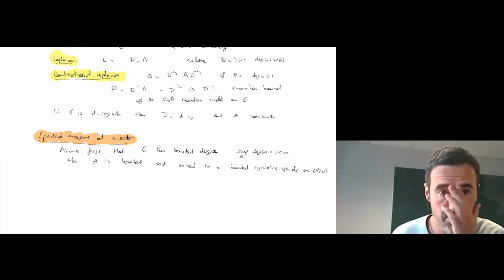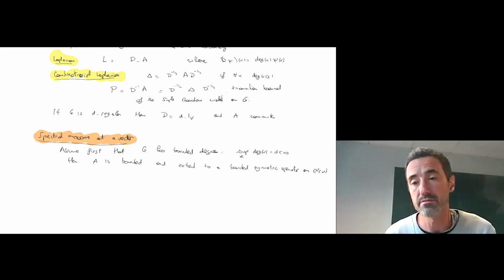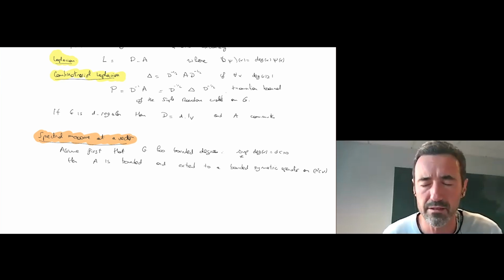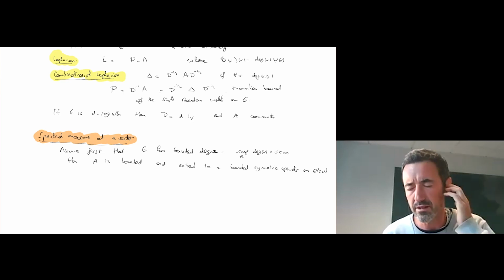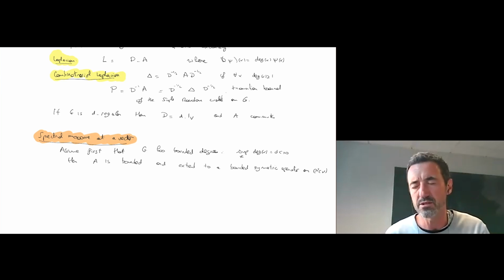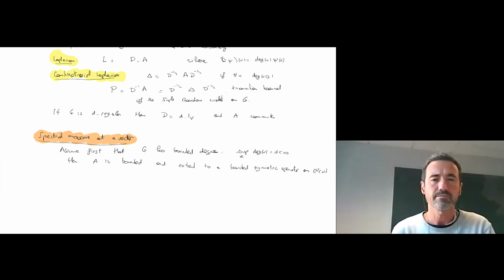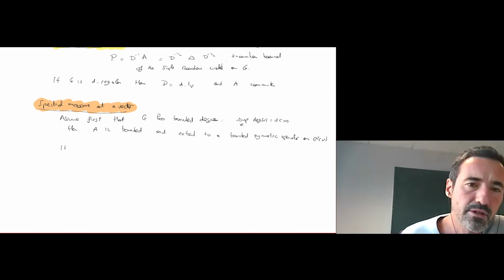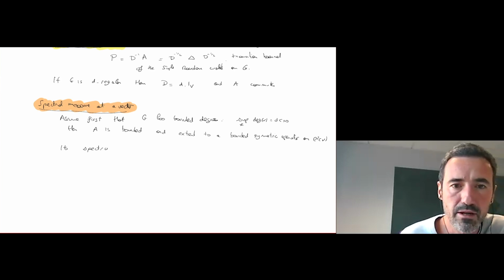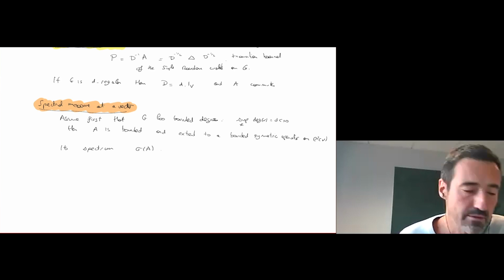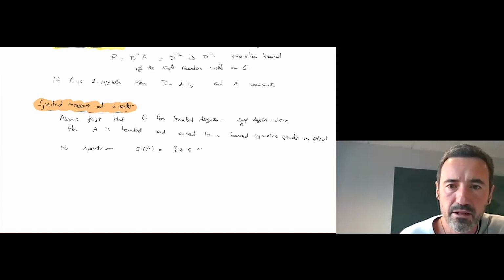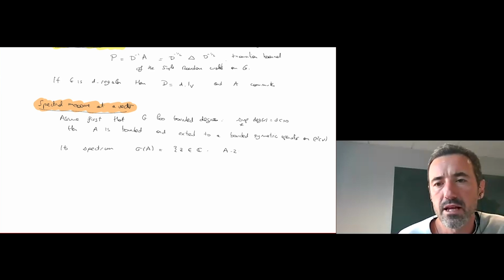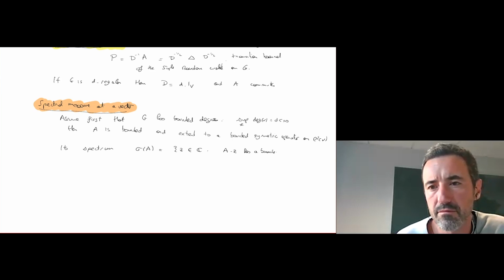Because I defined the adjacency operator only on compactly supported functions. It could be that your graph is locally finite, but if the supremum of the degrees is infinite, then there are some vectors phi in L2 of V such that A of phi does not belong to L2 of V. Okay, so this is certainly not the case if the degrees are bounded. Then you can define the spectrum in the usual way. The spectrum is a subset of the real interval. It's the complement of the set of complex numbers z such that A minus z has a bounded inverse.